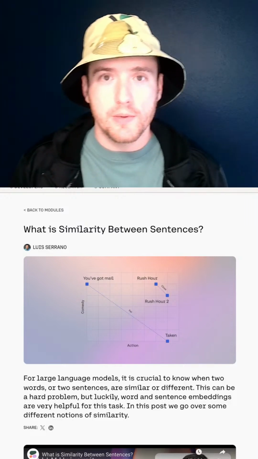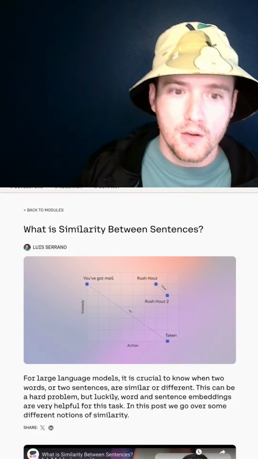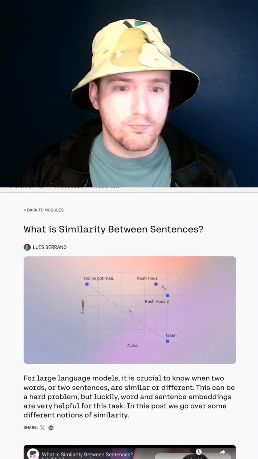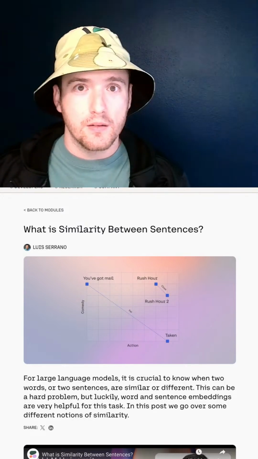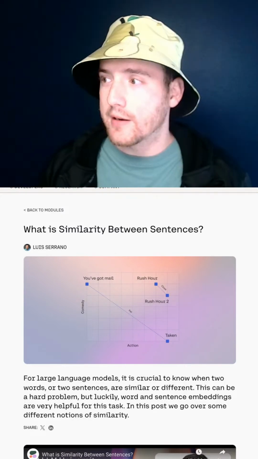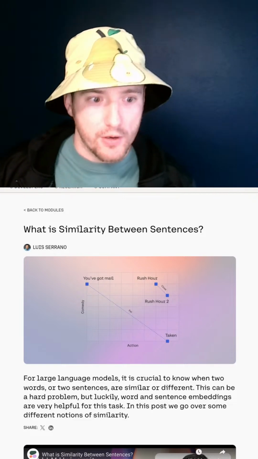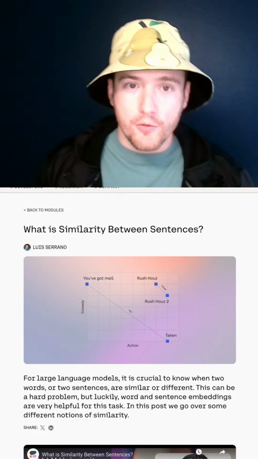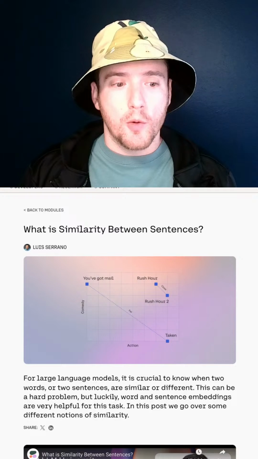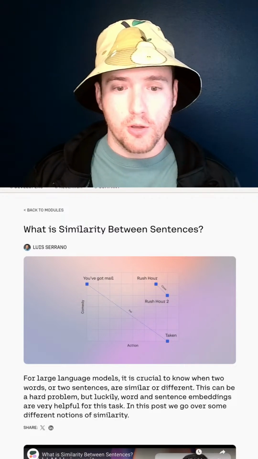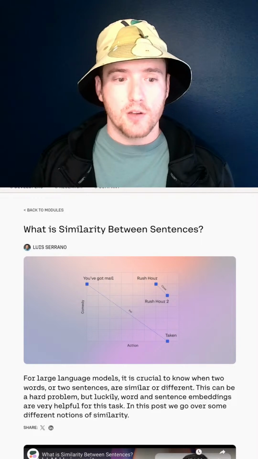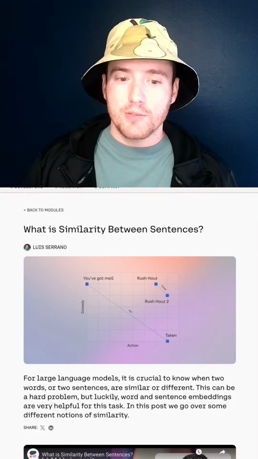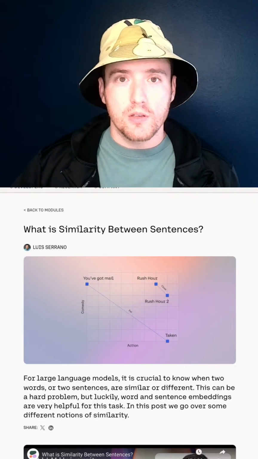You'll see those numbers come into play and where they're plotted on these three-dimensional area graphs per se, right? In vector space to see where they're located in relativity to one another. For large language models, it is crucial to know when two words or two sentences are similar or different. This can be a hard problem, but luckily word and sentence embeddings are very helpful for this task. In this post, we go over some different notions of similarity.